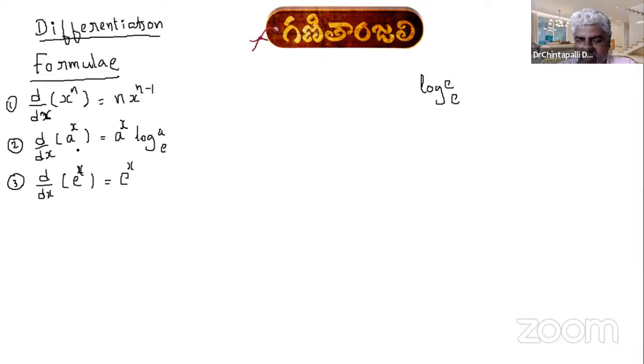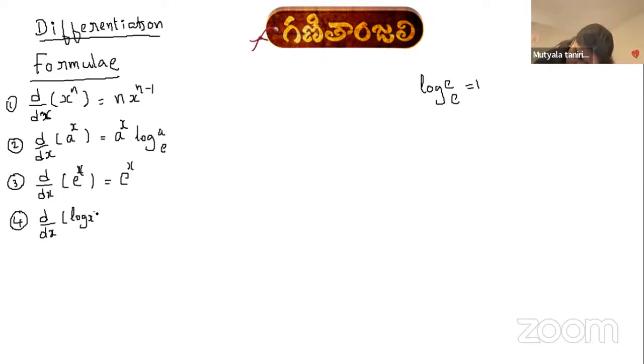Log e base e, you know, the value is equal to 1. Yes, sir. That's why we need not write that part. So it's just e to the power x. Now, fourth part. d by dx of log x is 1 over x.